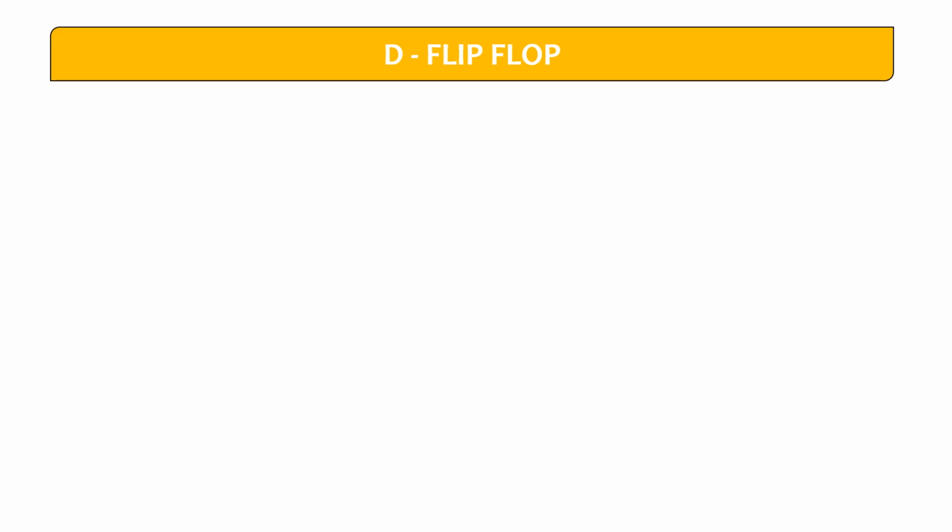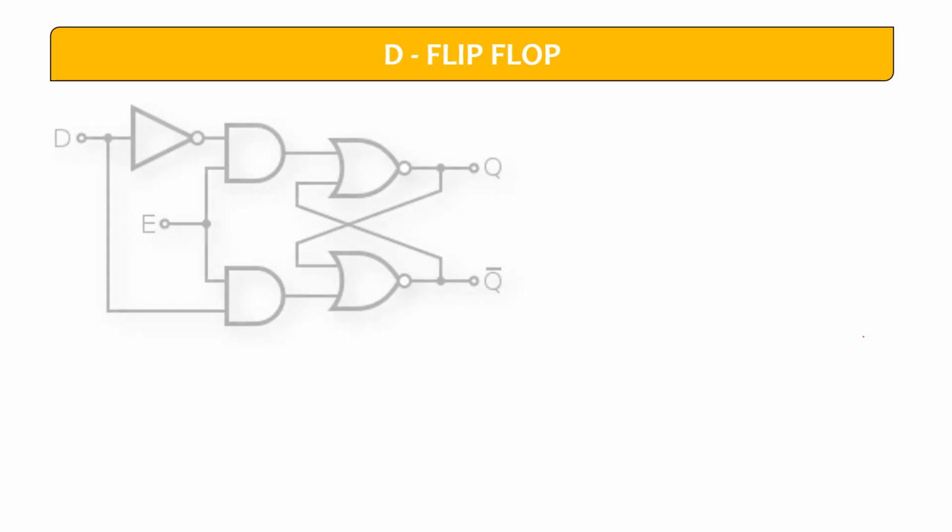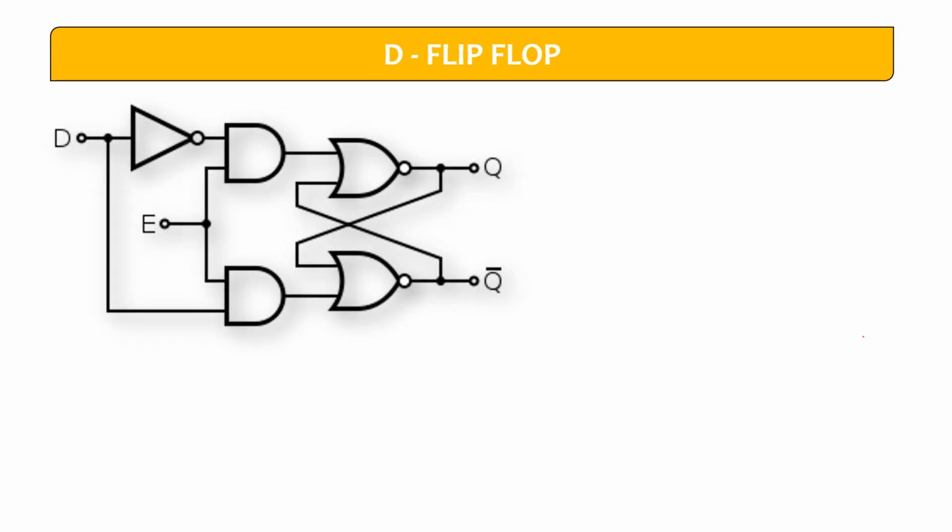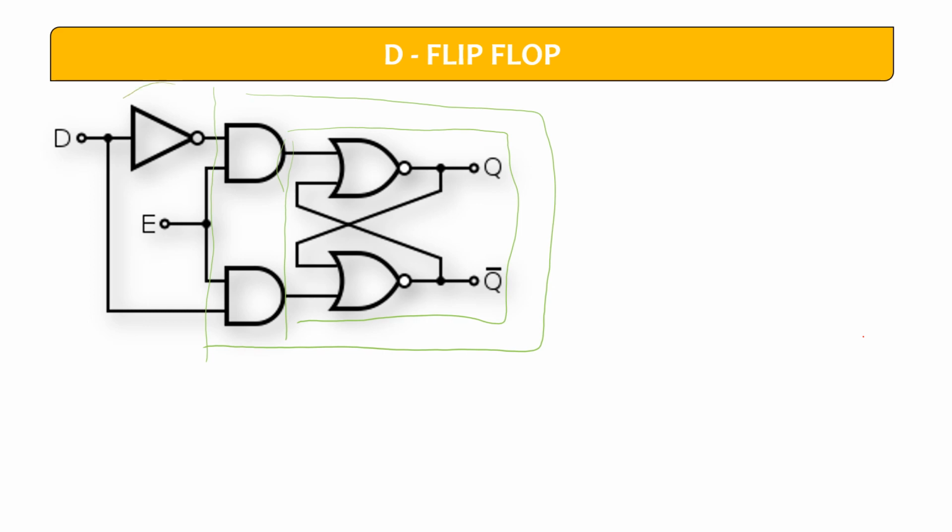Okay, now let's talk about the D flip-flop. What is the meaning of D flip-flop and how does it work? As you can see on the screen, now you can easily identify this diagram. See this portion, this portion. This is nothing but my RS flip-flop, right? Remember? And this is nothing but the JK flip-flop. So after adding this gate, we got the D flip-flop, right?